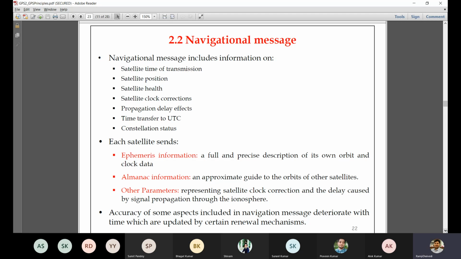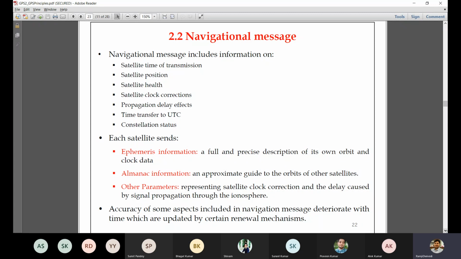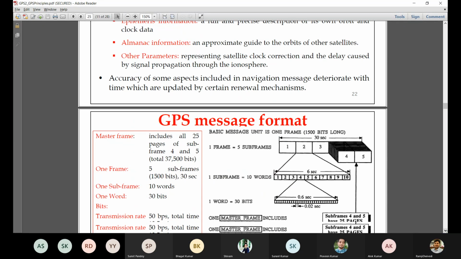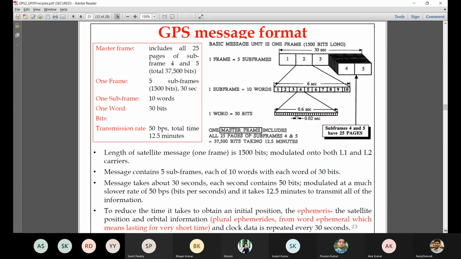So as I've told you, the navigation message is just like a pocket Gita or pocket diary kind of thing, which has information on every page. Similar to that, you have this structure of navigation message. This is the structure. You just see.